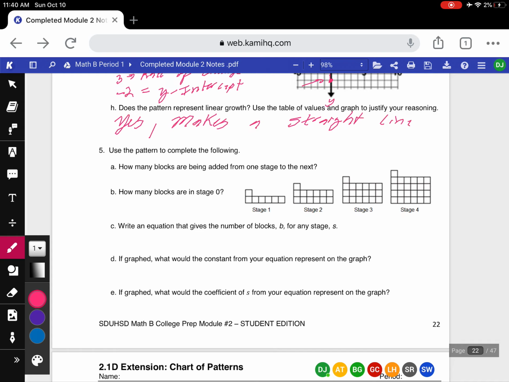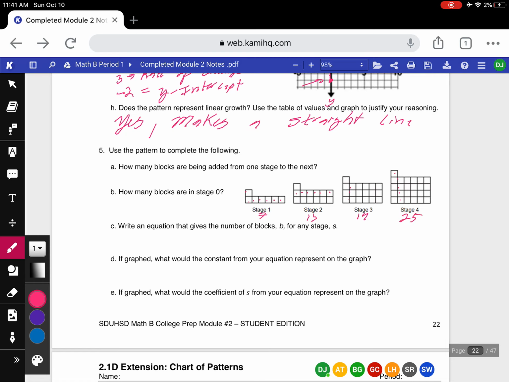It says how many blocks are being added from the one step to the next. Well, this is 1, 2, 3, 4, 5, 6, 7 blocks. And then let's see, 1, 2, 3, 4, 5, 6. And then we got 12, 13. This is 6, 12, 18, 19. 6, 12, 18, 24, 25.